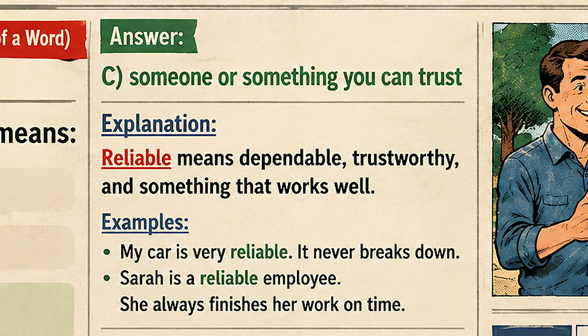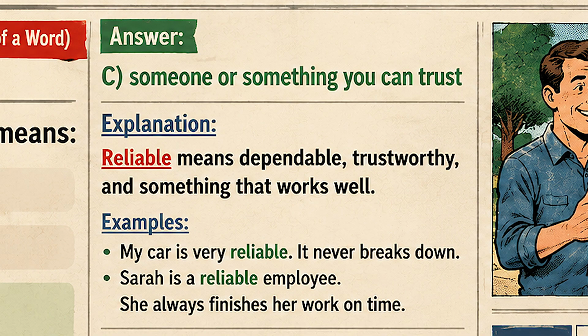Let's have more examples. Sarah is a reliable employee. She is trustworthy. She always finishes her work on time. This sentence means Sarah is responsible and her employer can trust her. Her employer is someone who employed her. Her employer can trust her to complete her tasks.